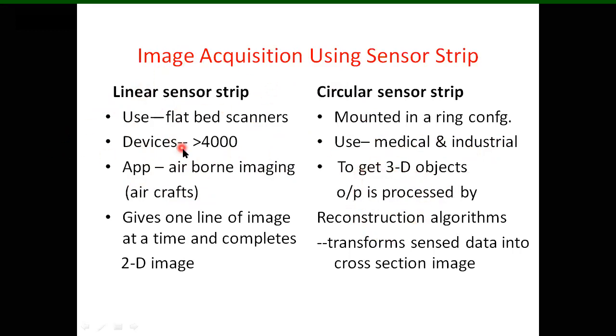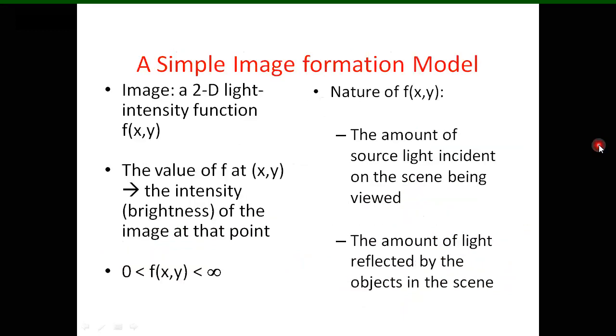The linear sensor strip gives one line of image at a time and completes a 2-dimensional image. In the circular sensor strip, reconstruction transforms the sensed data into a cross-section image. So these are the points for the linear sensor strip and circular sensor strip.